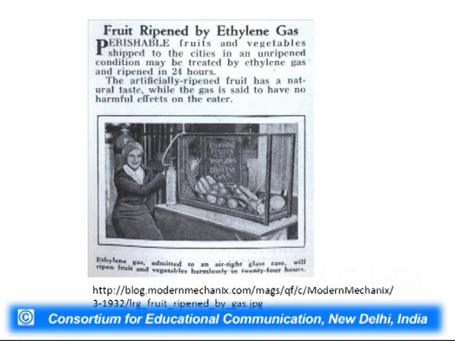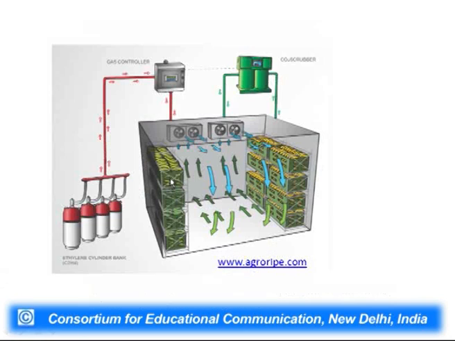This is a cartoon here. You can see this lady is using an ethylene cylinder here, and this is a chamber. Inside the chamber she kept many fruits and is trying to ripen the fruit by using the cylinder. Today, if you see, there are many sophisticated setups for controlling fruit ripening.